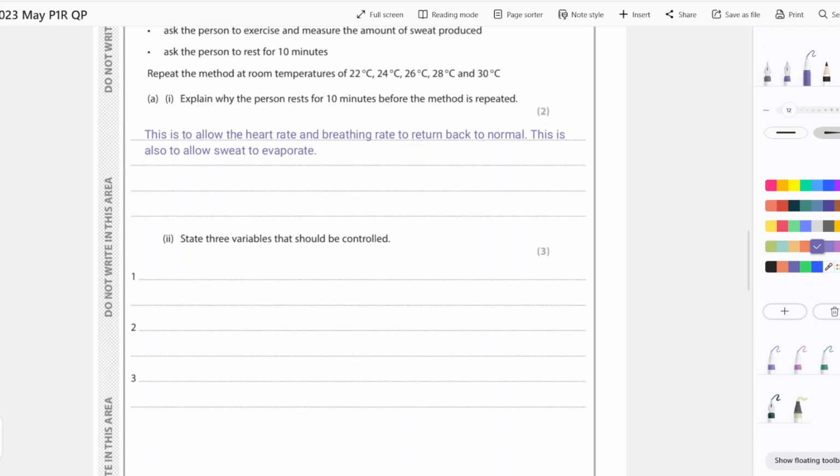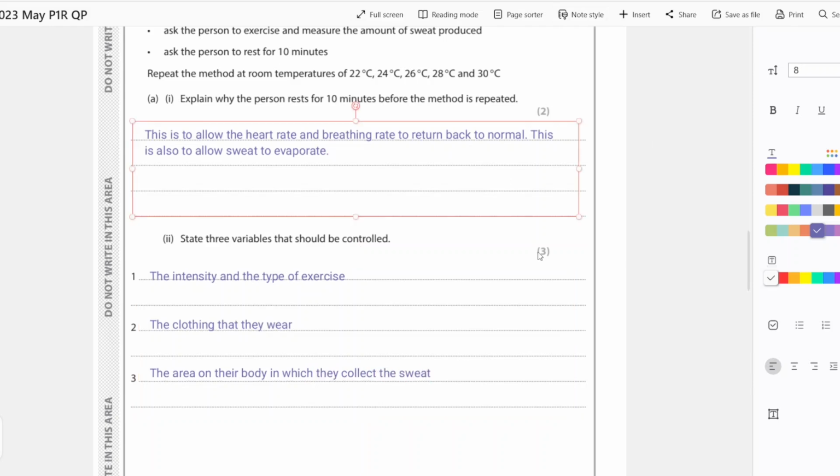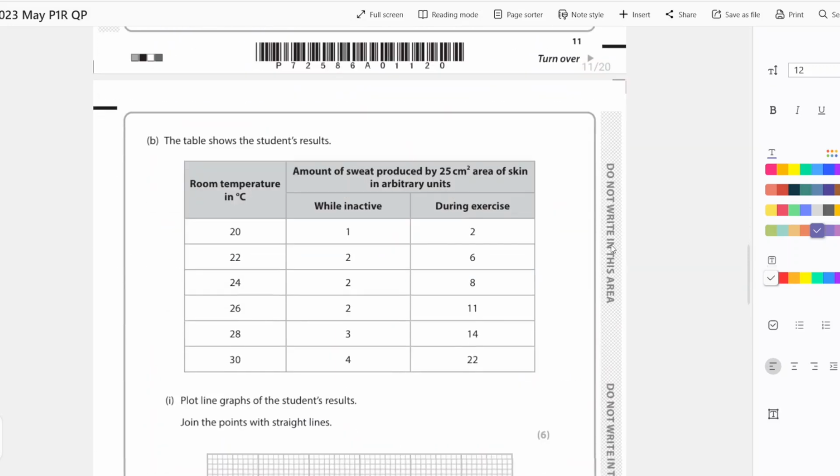Okay, let's write that down. So we can say the intensity and the type of exercise. You can say one or the other. The clothing that they wear, the area on their body in which they collect the sweat. All right, let's move on to part B.